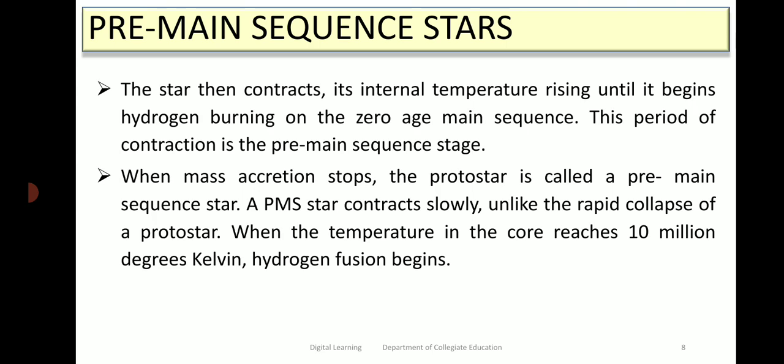When mass accretion stops, the protostar is called a pre-main sequence star. A pre-main sequence star contracts slowly, unlike the rapid collapse of a protostar. When the temperature in the core reaches 10 million degrees Kelvin, hydrogen fusion begins.